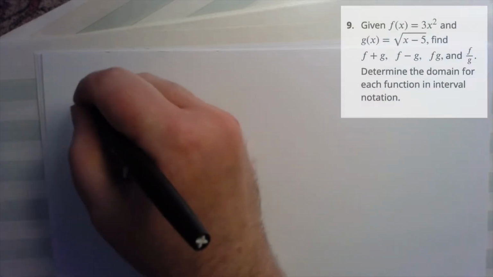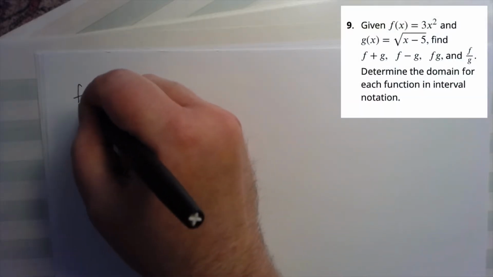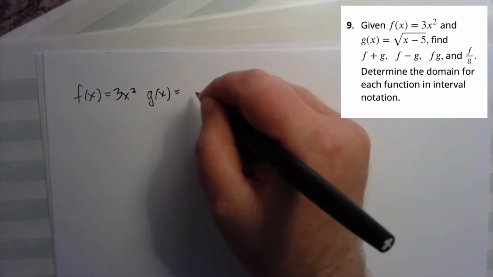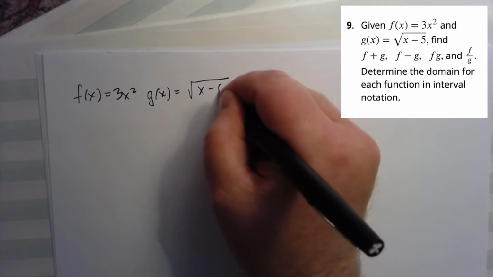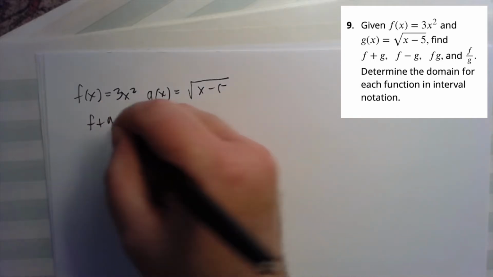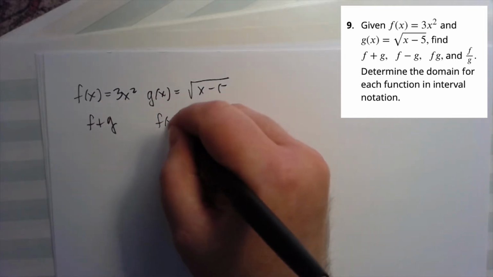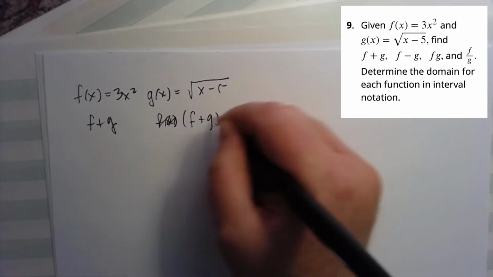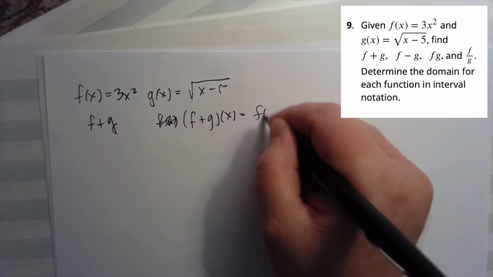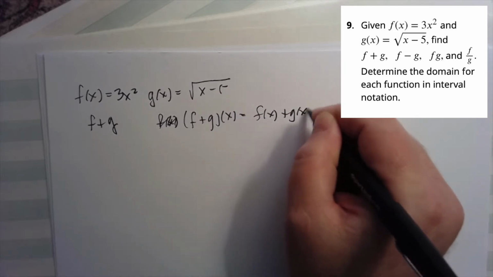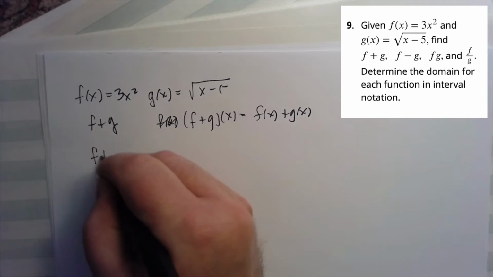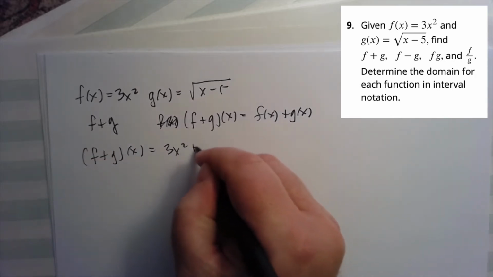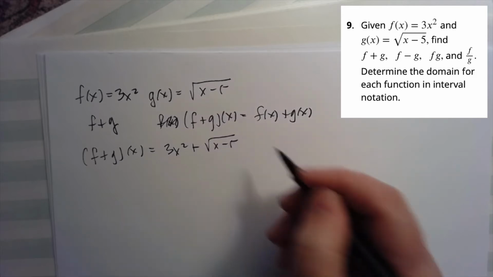Alright, we're going to try this problem. So f of x is equal to 3x squared, and g of x is equal to the square root of x minus 5. So they say find f plus g. Now if you remember, f plus g of x is just f of x plus g of x. So for our problem, f plus g of x is equal to 3x squared plus the square root of x minus 5.